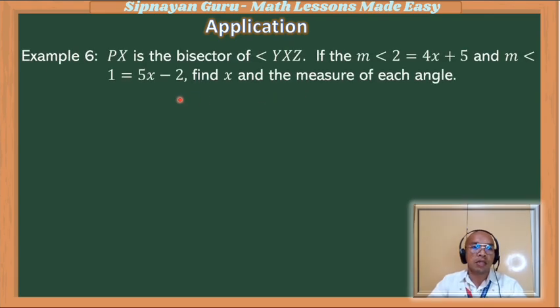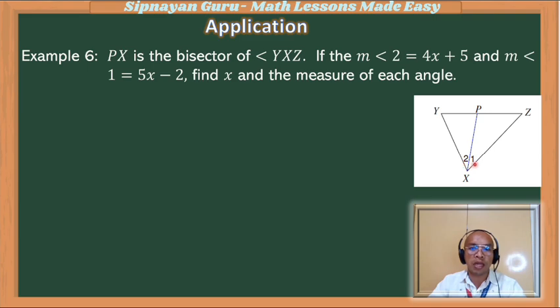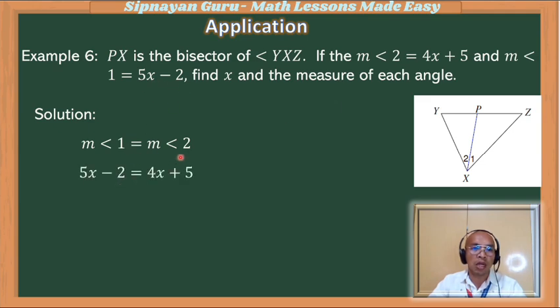Example number 6. PX is the bisector of angle YXZ, and the measure of angle 2 is equal to 4x plus 5 and the measure of angle 1 is 5x minus 2. Now find the value of x and the measure of each angle. Based on the given, we can say that angle 1 and angle 2 are equal because PX is the bisector of angle XYZ. So since they are equal, we represent the measure of angle 1 as 5x minus 2, so we just substitute. The measure of angle 2 is represented by the expression 4x plus 5, substitute.